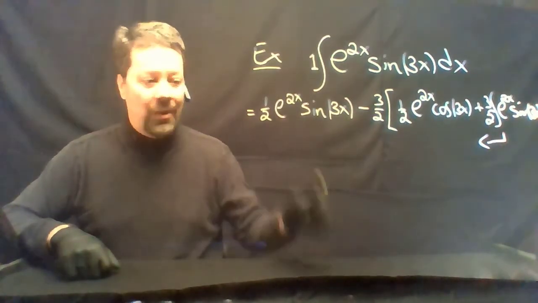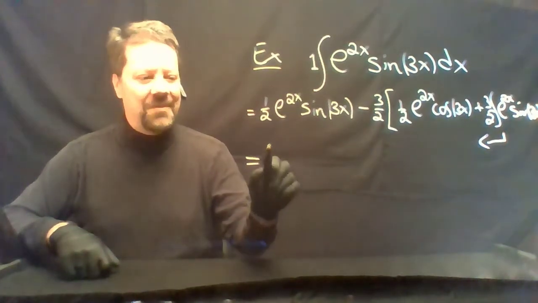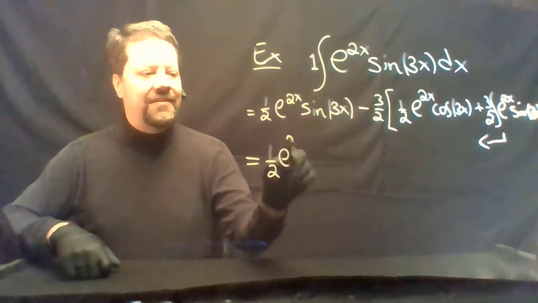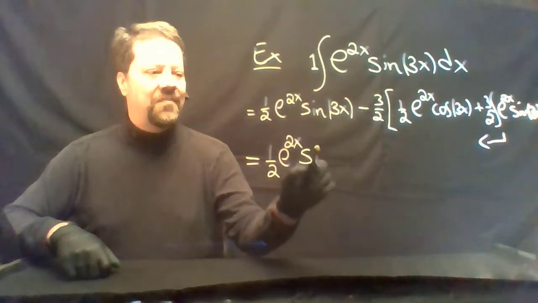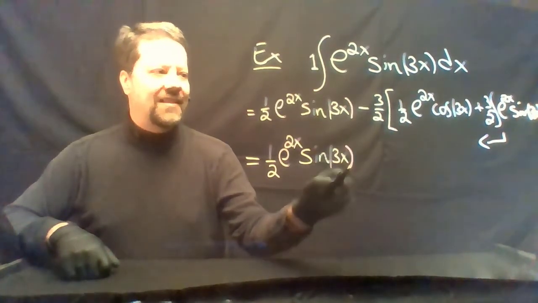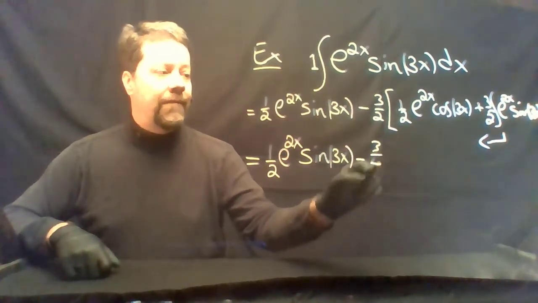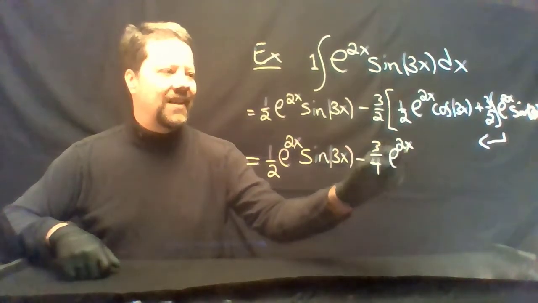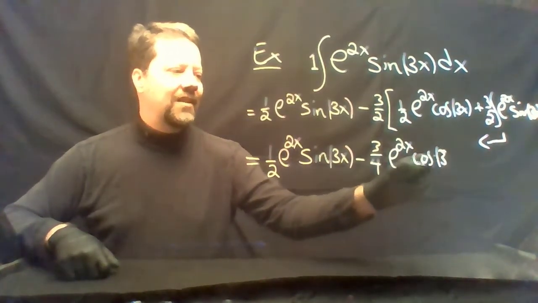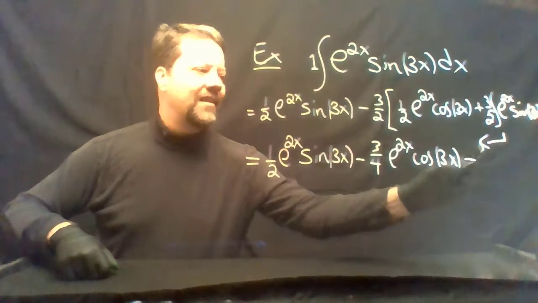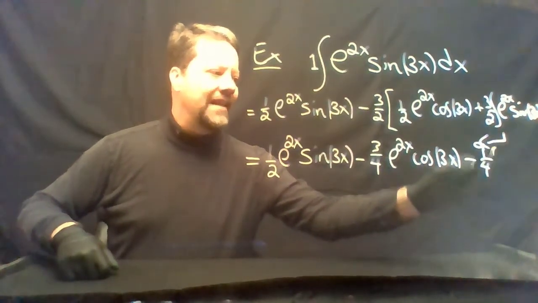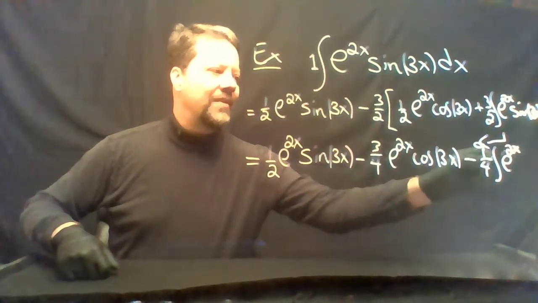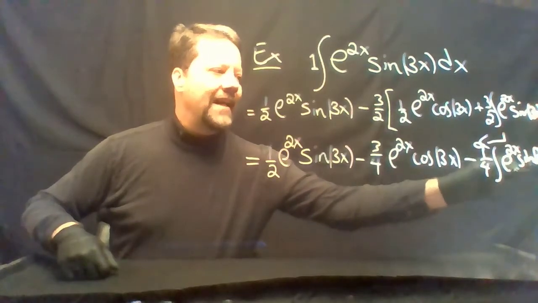I'll do this in slow-mo, so you can keep track of all the steps. We have 1/2 e to the 2x sine of 3x minus 3/4 e to the 2x cosine 3x minus 9/4 the integral e to the 2x sine of 3x dx.